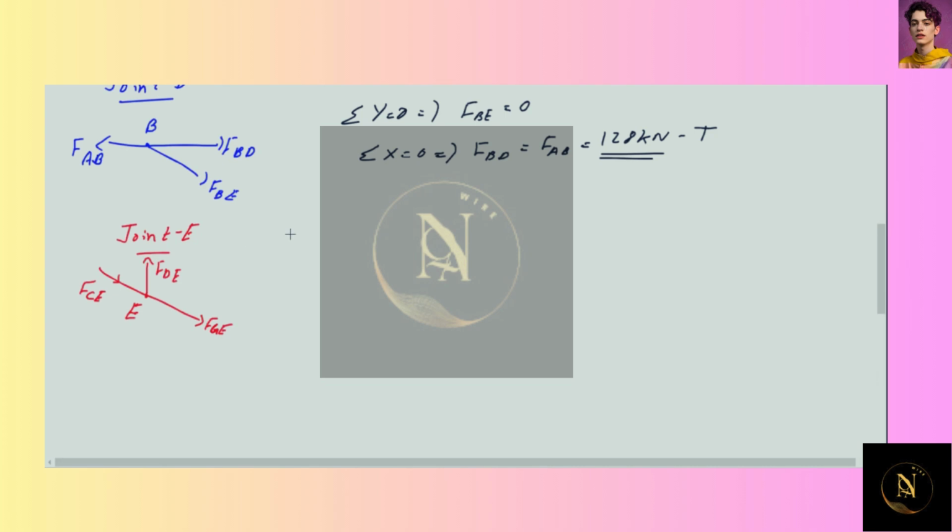So for joint E, summation along H equal to 0 gives you FEG equal to FCE. So that means that is 136.109 kilonewton. So that creates compression. So the FEG is going inward. That creates compression. Let's denote it by the letter C.